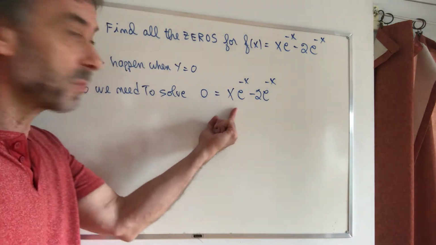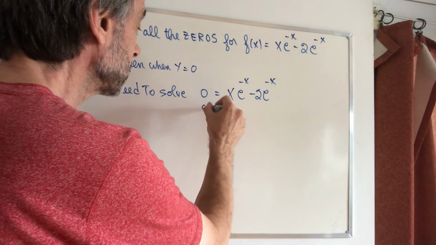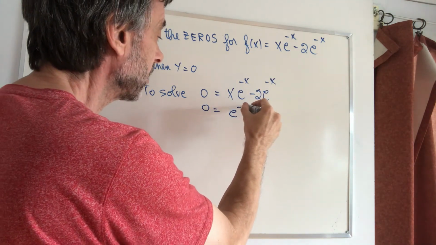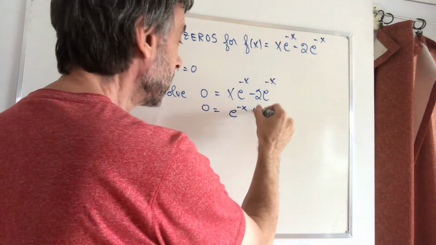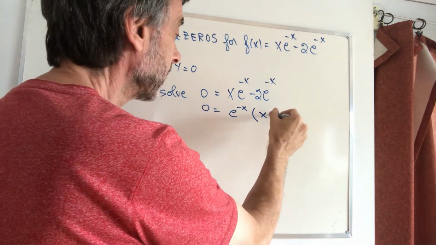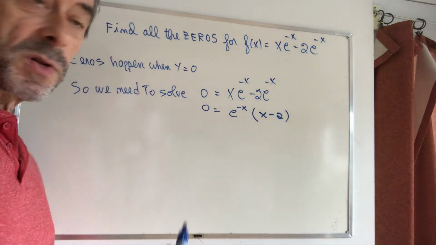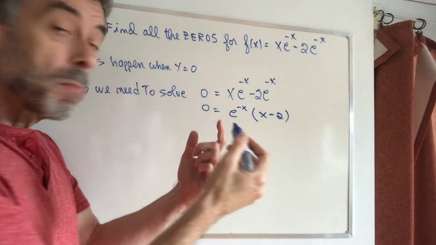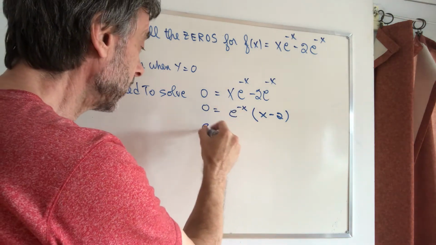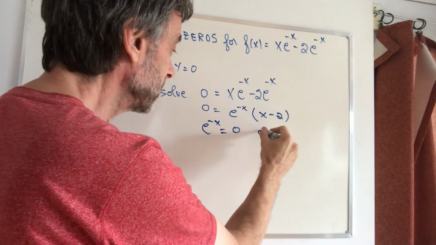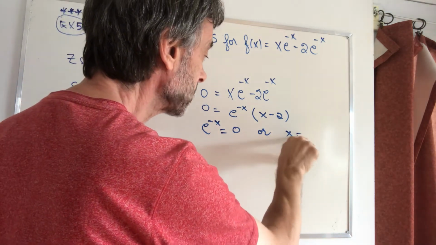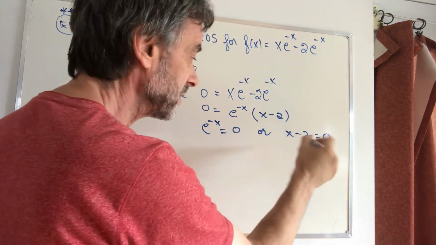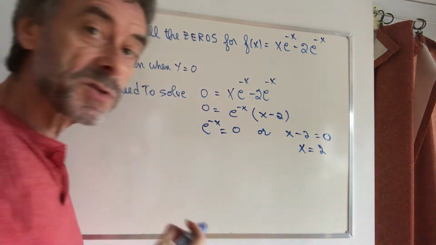Good. How shall we solve this? Perhaps we can think of factoring something out of this. What's common between those two guys? I think e to the minus x is common to these two guys. And if I factor it out, I will get x minus 2. So that's a similar yet different type of factoring that we've seen before, but the active principle is the same. Either e to the minus x is 0 or x minus 2 is 0. That one is easy to solve. Let's take care of that right now. x is equal to 2.